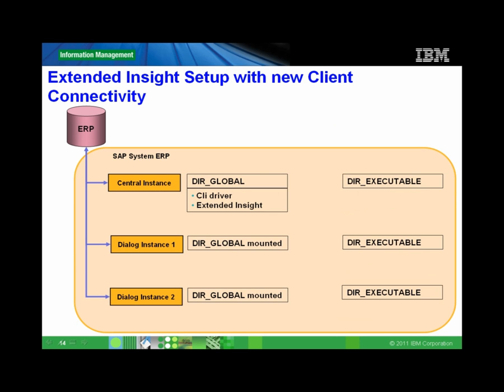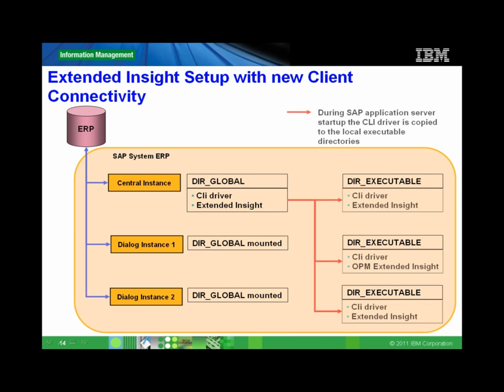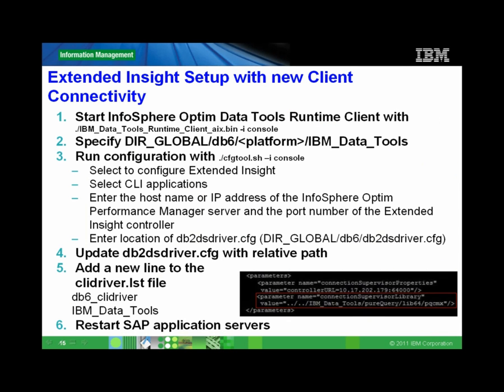Here you can see how Extended Insight fits into the new client connectivity. If you install the Extended Insight client software also in the global directory and adapt the copy mechanism, it will also copy the Extended Insight client software to each local executable directory. To install and configure Extended Insight with the new client connectivity, you need to follow these steps.